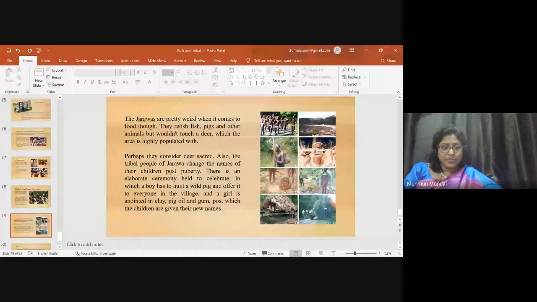Okay, the Jarawas of Andaman and Nicobar are pretty wild when it comes to food. They relish fish, pigs, and other animals, but won't touch a deer. Why? Because deer is sacred to them. They worship deer. So this plays a very important part in their traditional life. So now I have almost reached the conclusion.